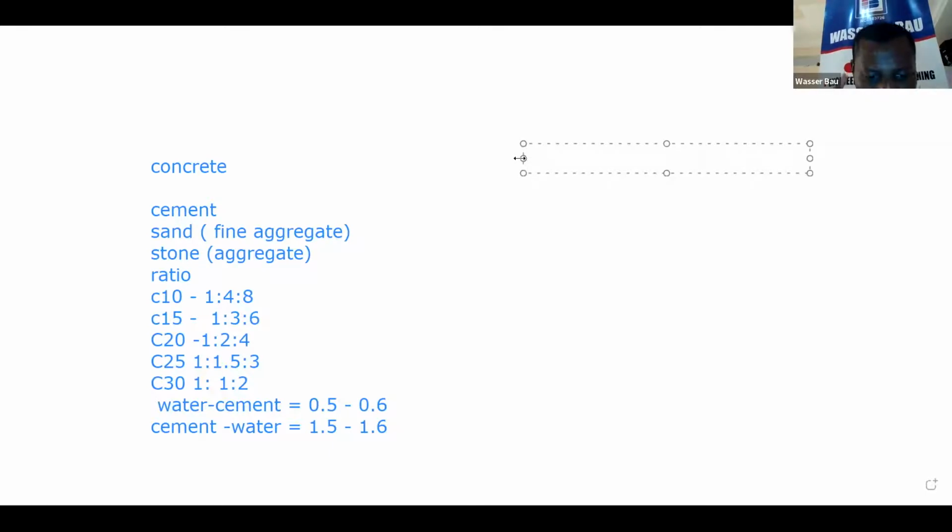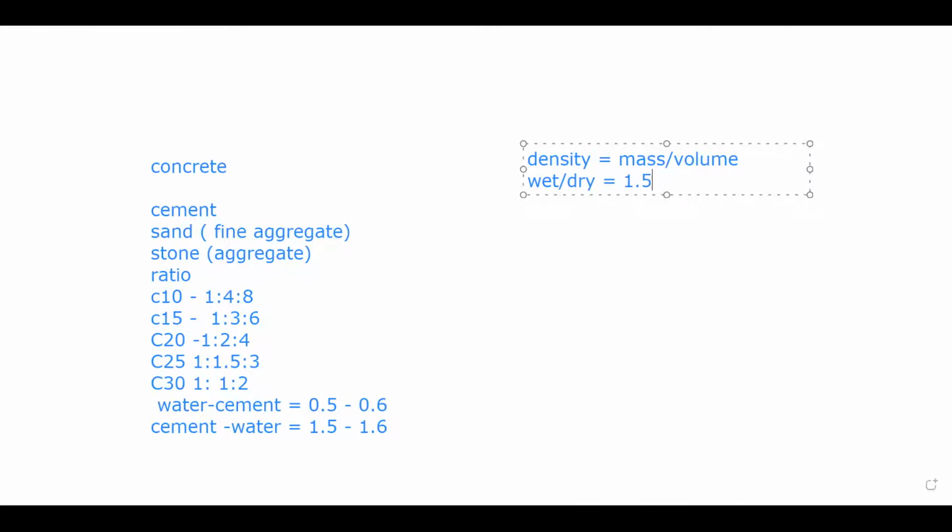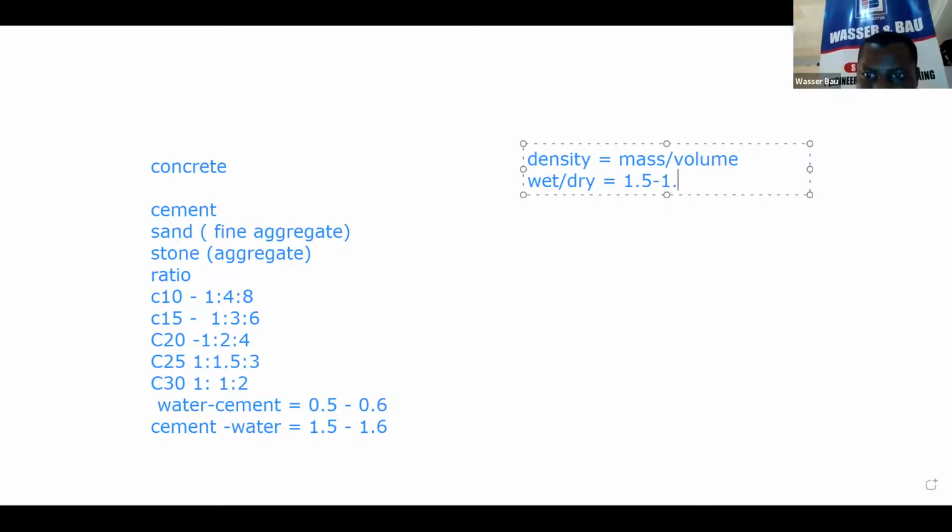In your school days, you know that density is equal to mass over volume. This is very important. Now, this water cement ratio is also why people talk about what they call wet to dry. When I say wet to dry, concrete volume, wet to dry concrete volume is also between 1.5 to 1.6.